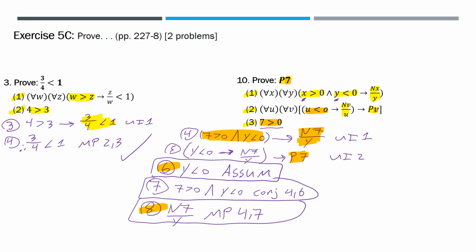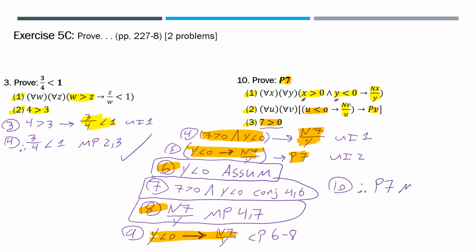So outside of quarantine for line 9, we can say if y is less than 0, then N 7 over y by our conditional proof with line 6 through 8. And this here shows up as the antecedent to line 5. So for 10, it therefore follows P7 by modus ponens 5 and 9. Pretty good.